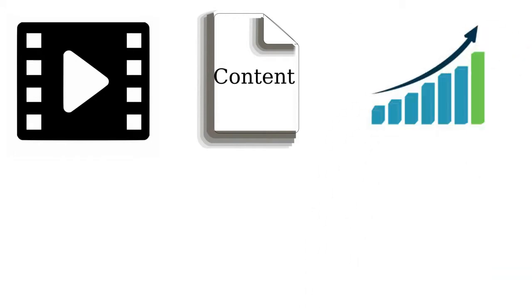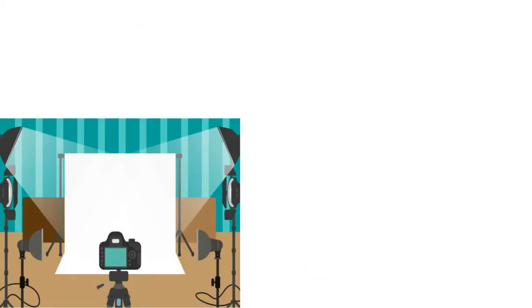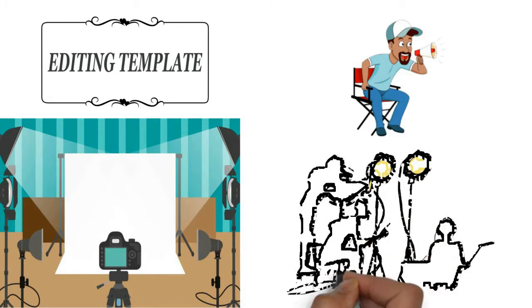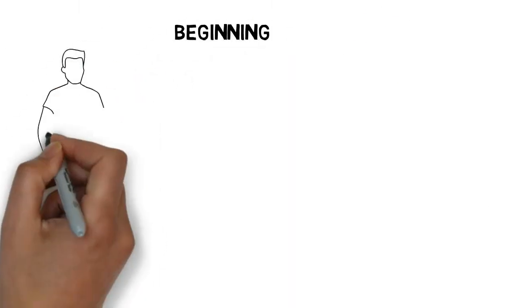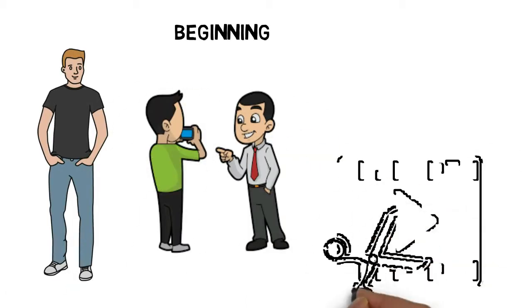Whatever kind of videos you want to make, choose content that you can develop and create on a regular basis, and find ways to streamline your production workflow. Whether it's setting up a studio, creating an editing template, or hiring assistants or a production team. But in the beginning you can do it by yourself with free tools: film the video with your phone, edit and upload.